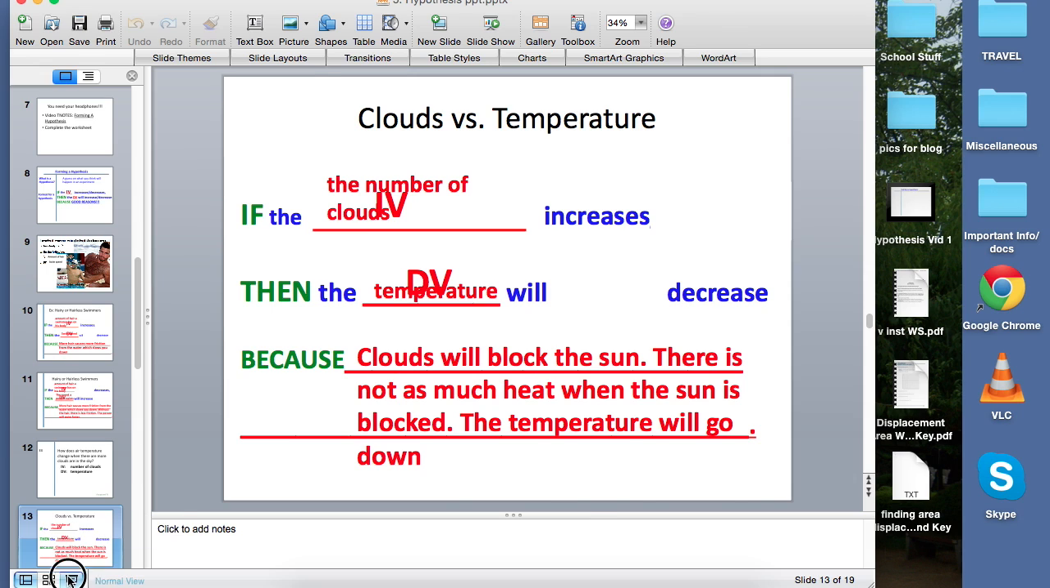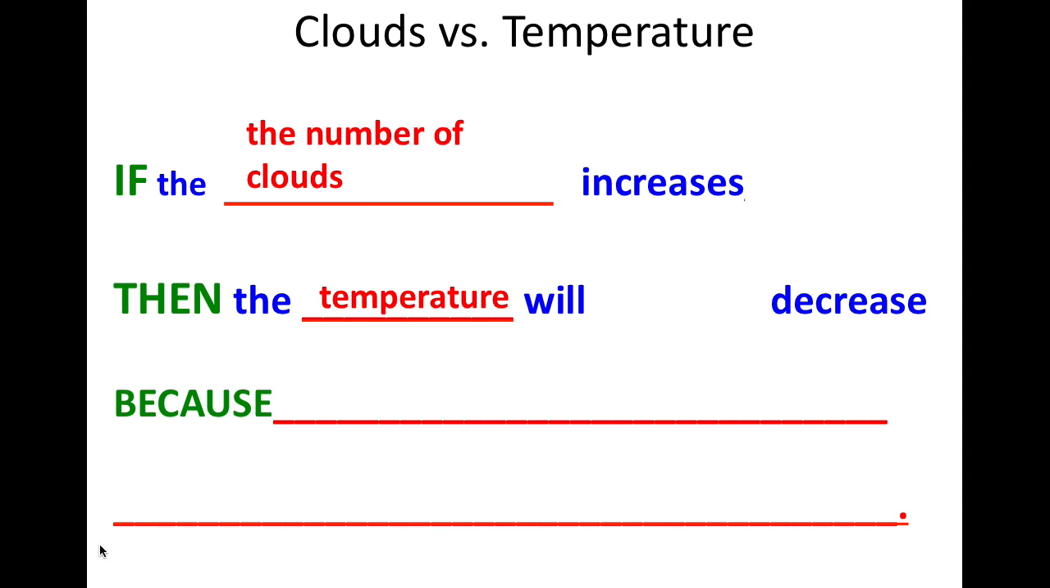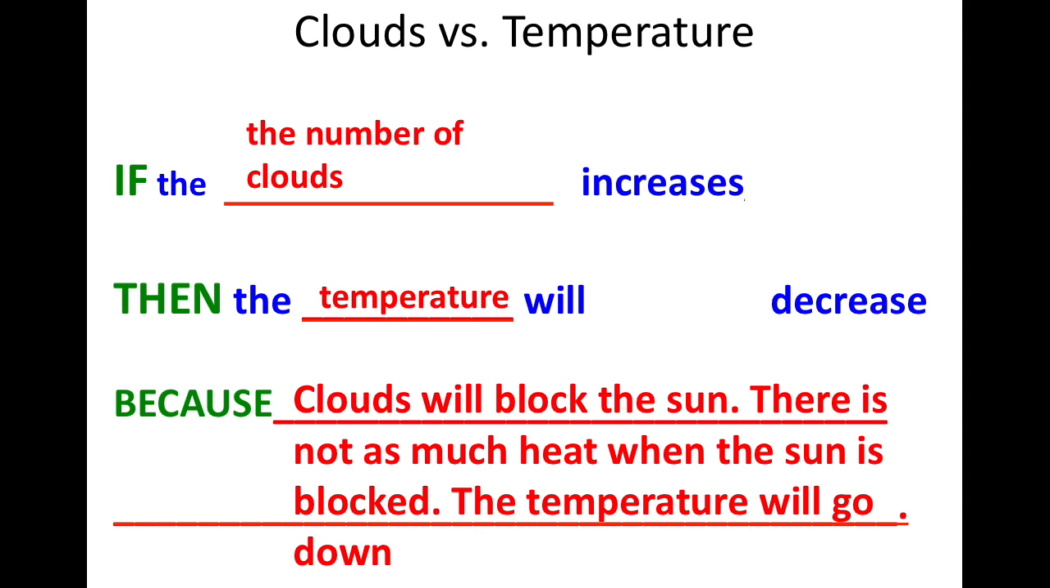So, is our hypothesis correct? Here's what we had for our hypothesis, the one that I created. You might have had something a little bit different depending on what you decided to choose. The temperature went down as my number of clouds increased. So my hypothesis is correct.